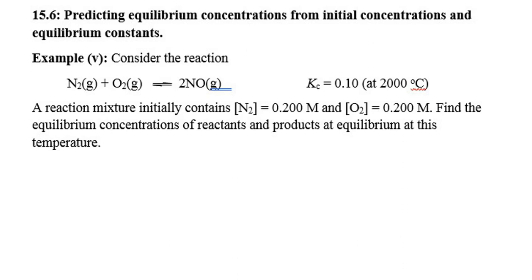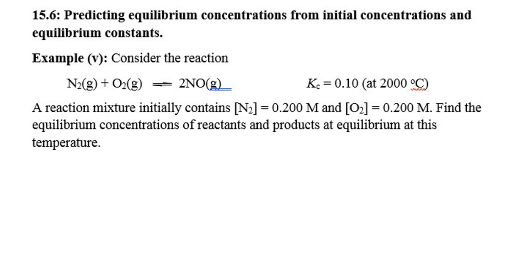So the first example is looking at predicting equilibrium concentrations from initial concentrations and equilibrium constants. For you to do this, you need to know the initial concentrations. Those are concentrations at the beginning before equilibrium. And then you want to find the equilibrium concentrations.